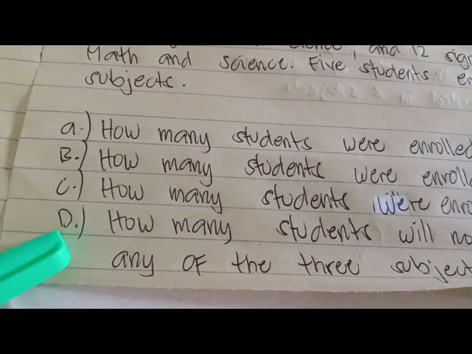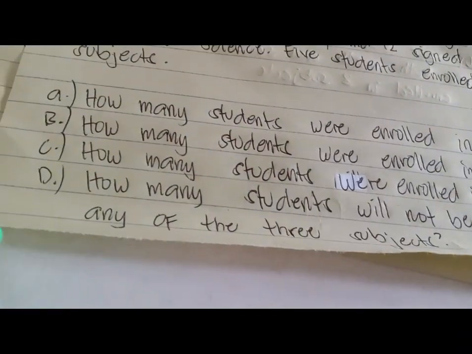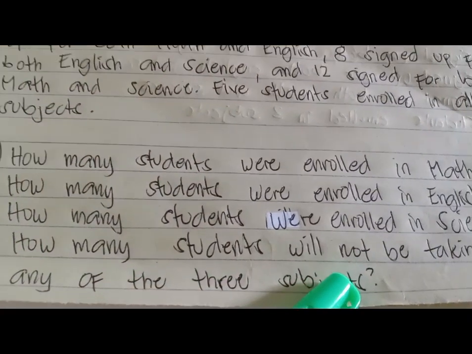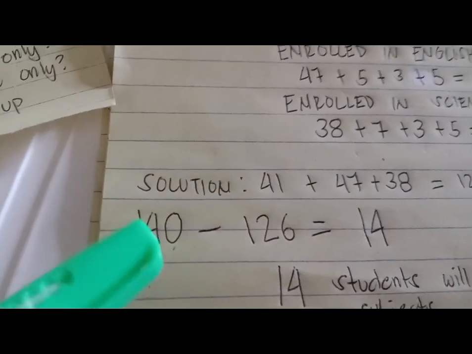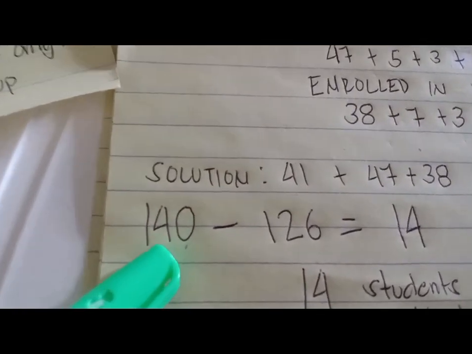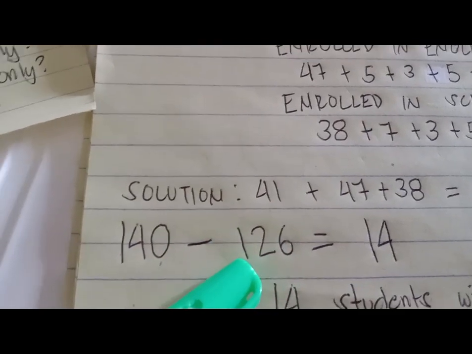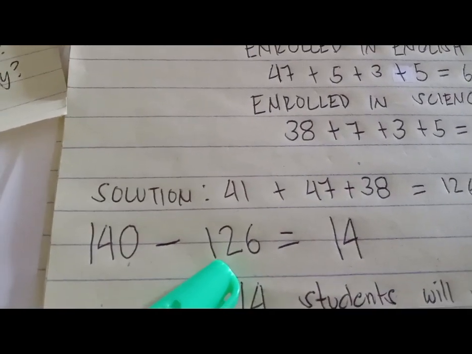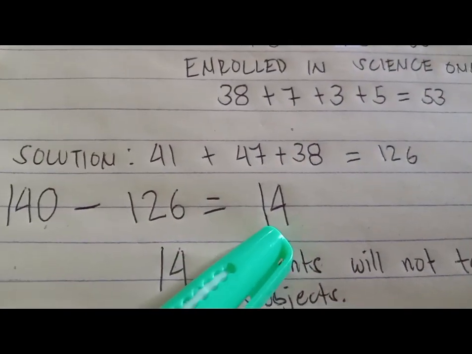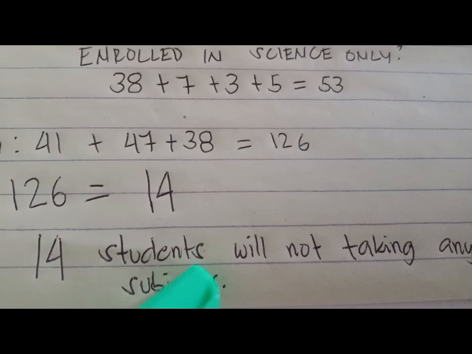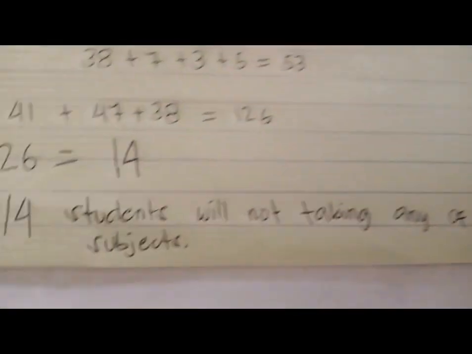Last question, question D. How many students will not be taking up any of the 3 subjects? Here is the solution. So we have 140 students enrolled in the first semester subtracted by 126 students taking 3 subjects is equal to 14. So that's why we have 14 students who will not be taking any of the 3 subjects.